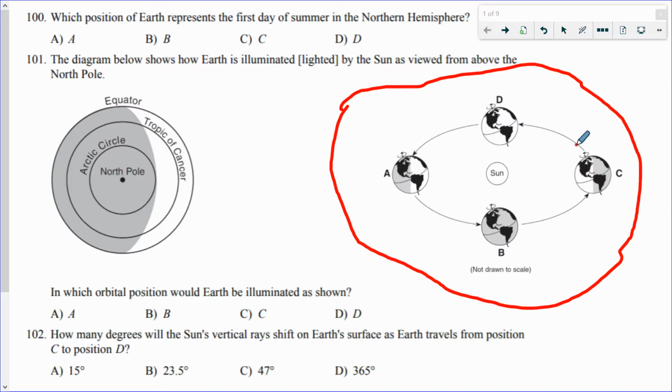Okay, the key thing I'm looking for is where is the North Pole? Here's the North Pole in each of these positions. Okay, the North Pole is tilted toward the sun here. First day of summer would be C.